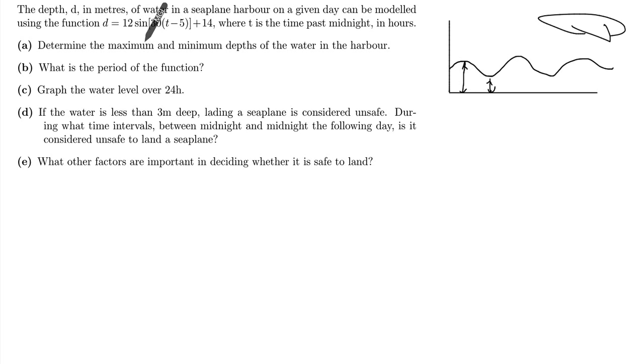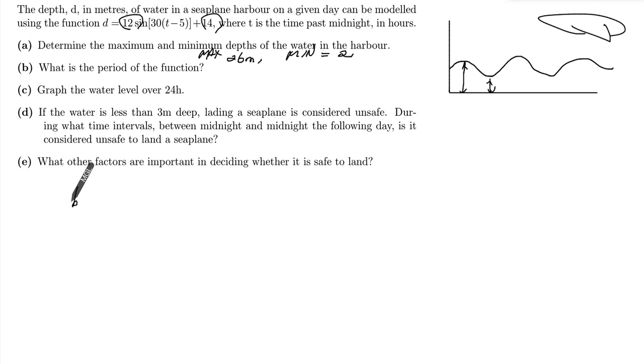Now, what is the maximum? The maximum is just 12 plus 14, right? Which is 26 meters. The minimum is going to be 14 minus 12. So this is max. According to the model, it's going to be 14 minus 12, so it's 2.